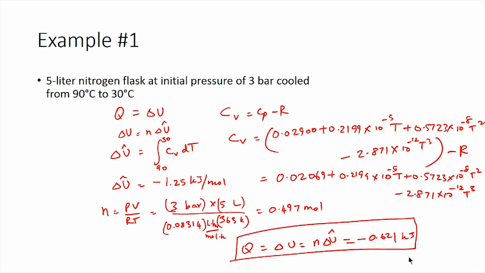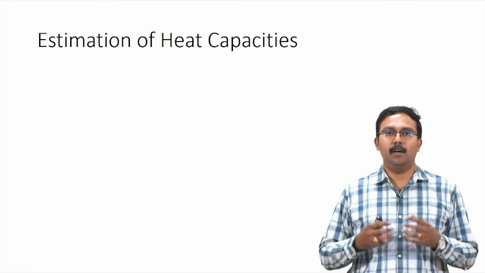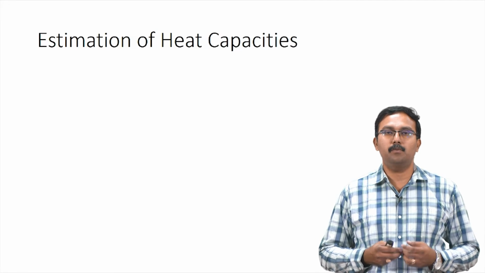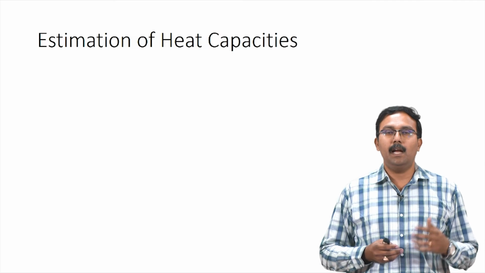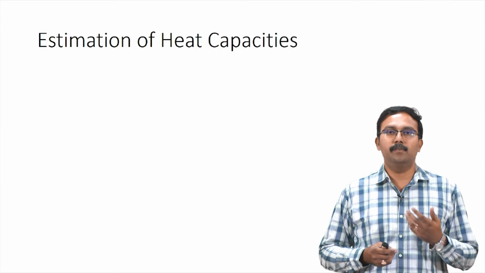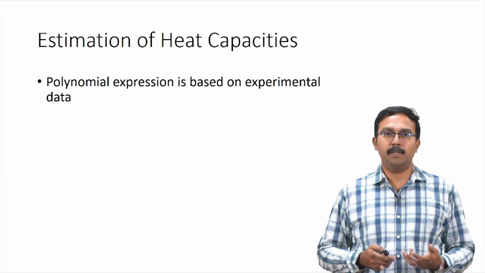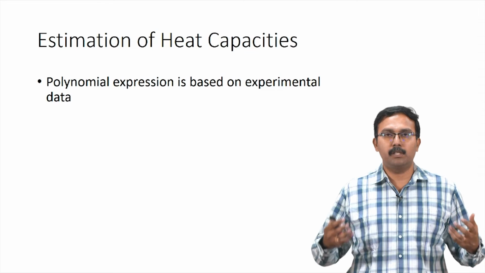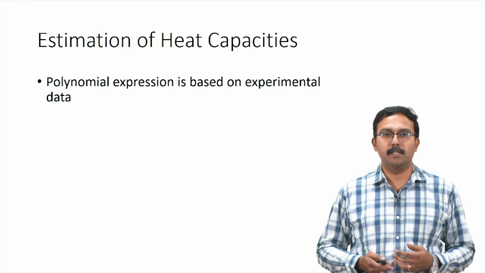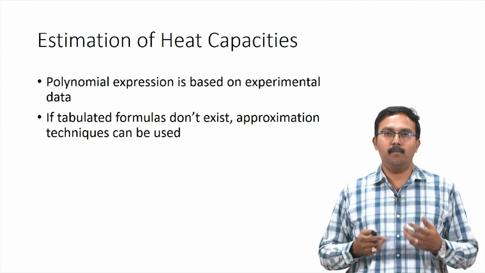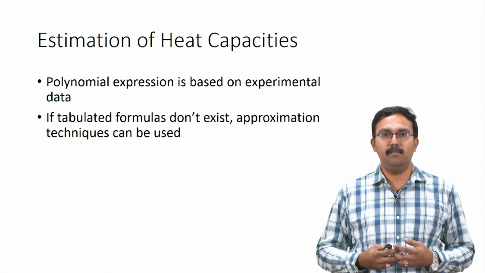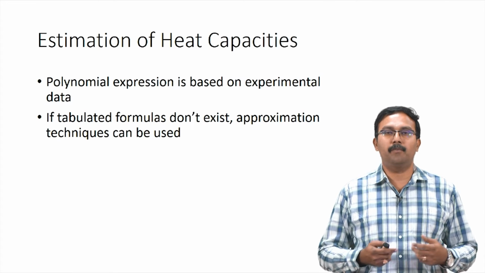In both these processes, we had the luxury of having the value for Cp given to us. In some cases, Cp values or Cv values are not readily available. This is especially true in biochemical or biological processes, where the components we are using are unique and we might not actually have the exact measured value of Cp. The polynomial expression used is based on experimental data, and it cannot be exhaustive for all the possible compounds and elements present in nature. So, if a tabulated formula does not exist, we need to look at some approximation techniques which would help us estimate the Cp or Cv values, and we can use them appropriately for performing calculations.